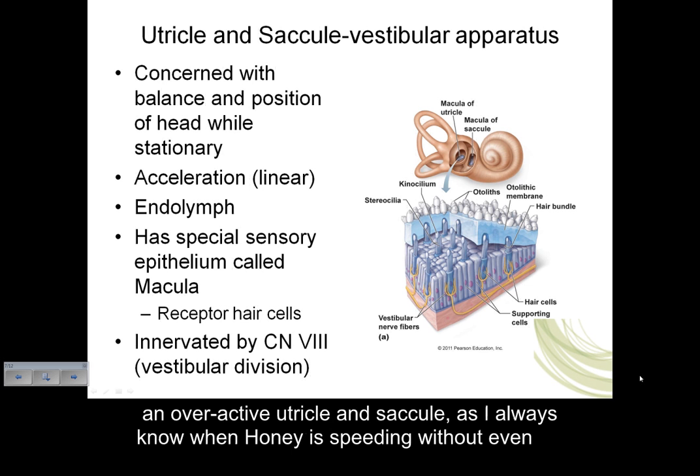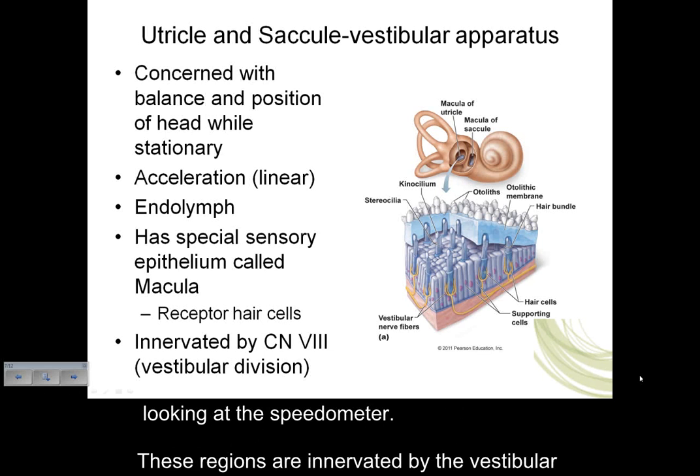I like to think that I have an overactive utricle and saccule, as I always know when honey is speeding without even looking at the speedometer.